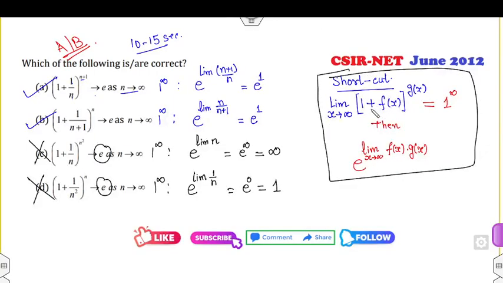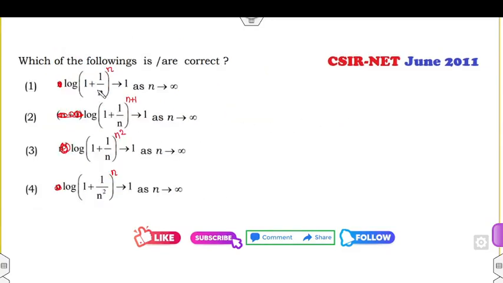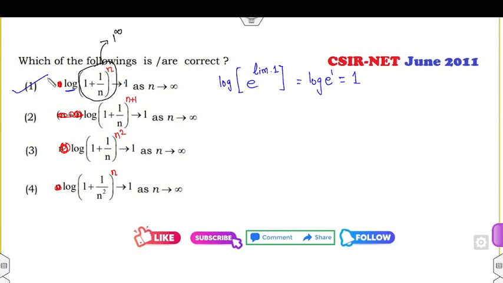Why? Because it is again in the form of 1 plus fx raised to power gx. Now clearly, only this quantity is of the form 1 raised to power infinity. So what is the right answer of this? Log, because it's a log, then e raised to power fx into gx. Fx into gx is 1. So what is the right answer of this? Log of e raised to power 1, that is 1.